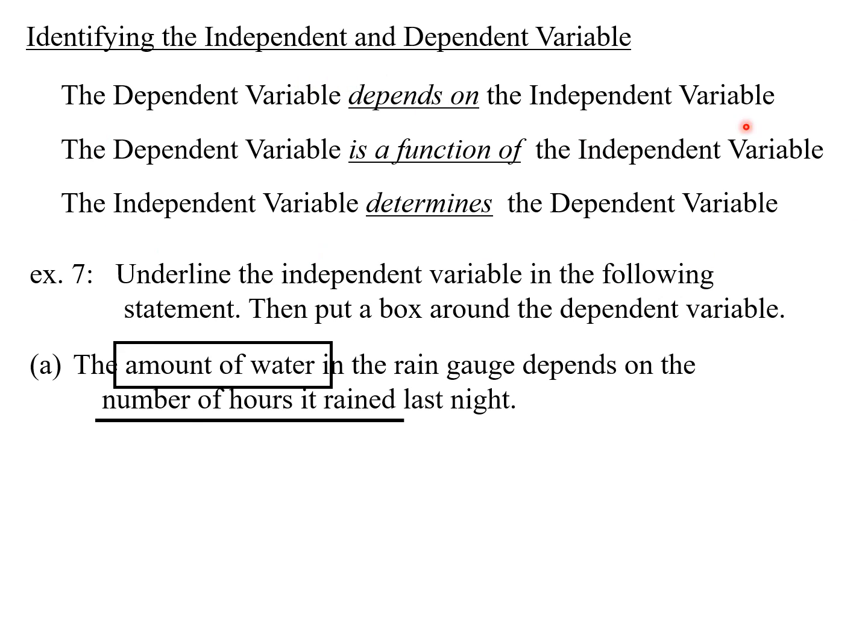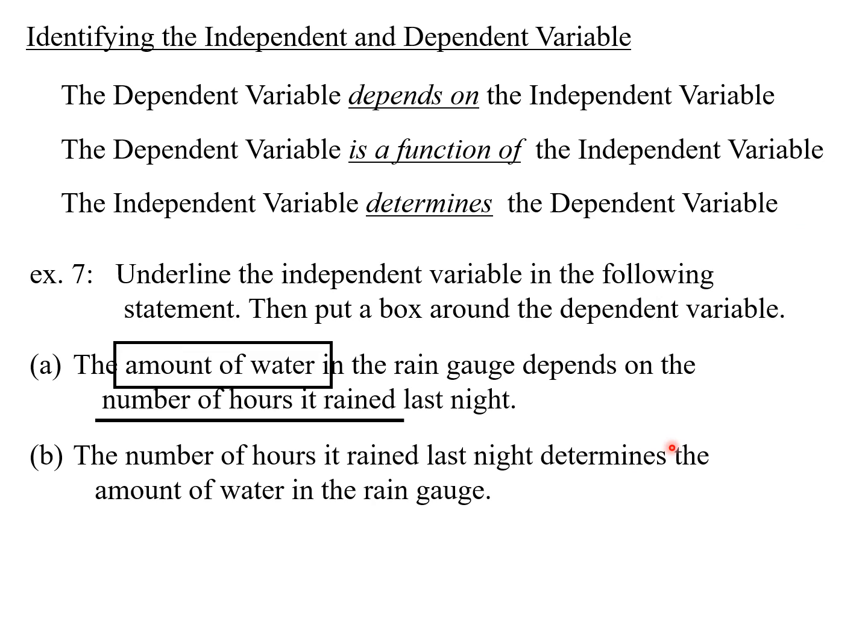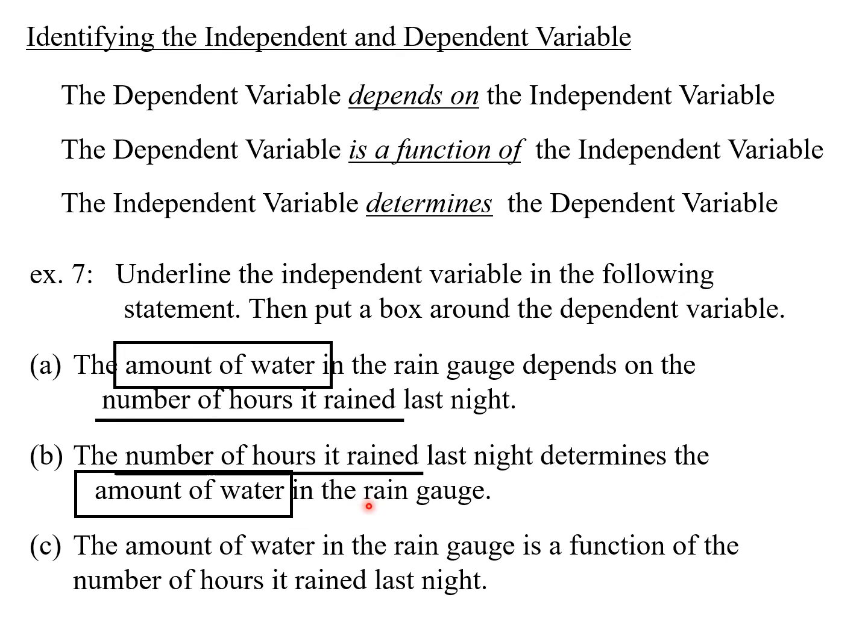Or if you want to basically memorize this stuff, you can do that too. The number of hours it rained determines the amount of water in the rain gauge. If you interpret the English, which comes before the other? The number of hours it rained comes before the amount of water in the rain gauge. So once again, the number of hours it rained is the independent variable, and the amount of water is the dependent variable. And then finally, wording it like this: the amount of water is a function of the number of hours it rained.